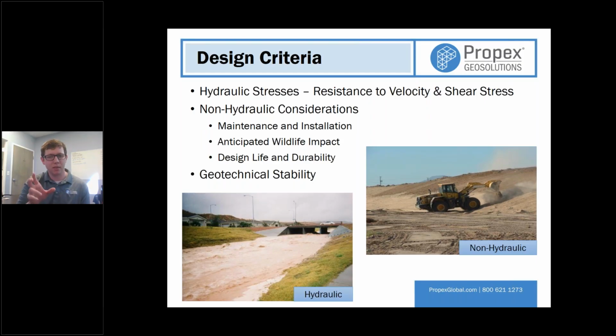The big design question, though, for us is the non-hydraulic stresses. So are there any maintenance or installation equipment going to be on site? Is there any impact to wildlife that's anticipated? And then what's the requirement for design life and durability?